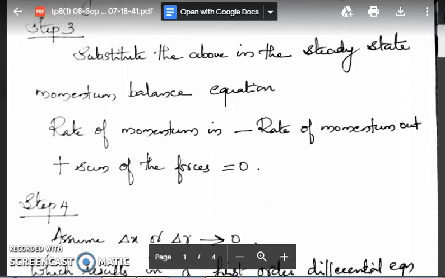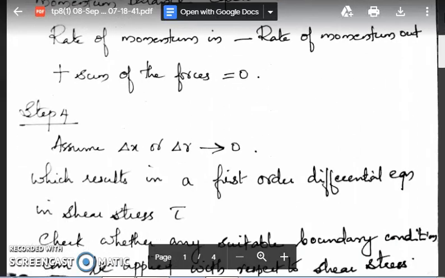Then the fourth step is, I told you, if we are having a pipe flow and all, we have to use delta R as the thickness of the shell. And if we are having a plate, the problem is about a plate and all, you have to use delta X. So the fourth step is you have to assume that delta X or delta R is tending to 0. So you will get a first order differential equation in shear stress.